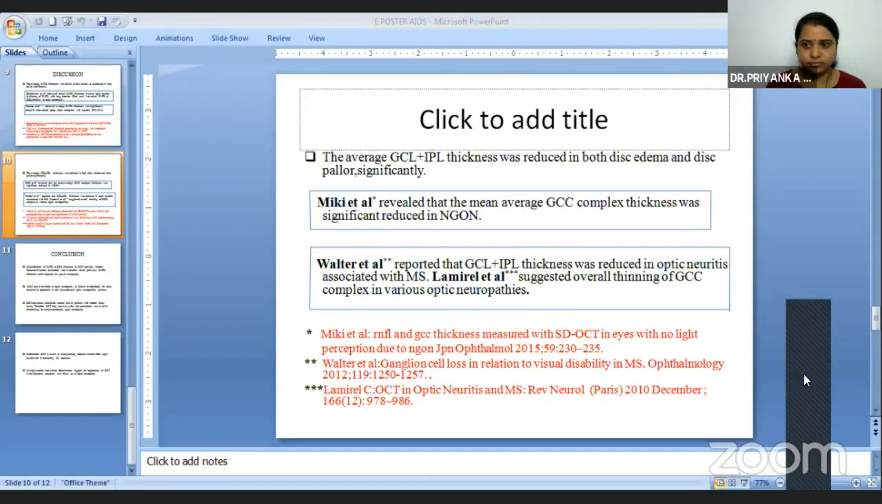Am I audible? Yes. The average GCL and IPL thickness was reduced in both disc edema and disc pallor significantly. The mean average GCC thickness was significantly reduced in NGO. Walterman et al. reported that GCL and IPL thickness was reduced in optic neuritis associated with MS. Laminar et al. suggested overall thinning of the GCC in disease.